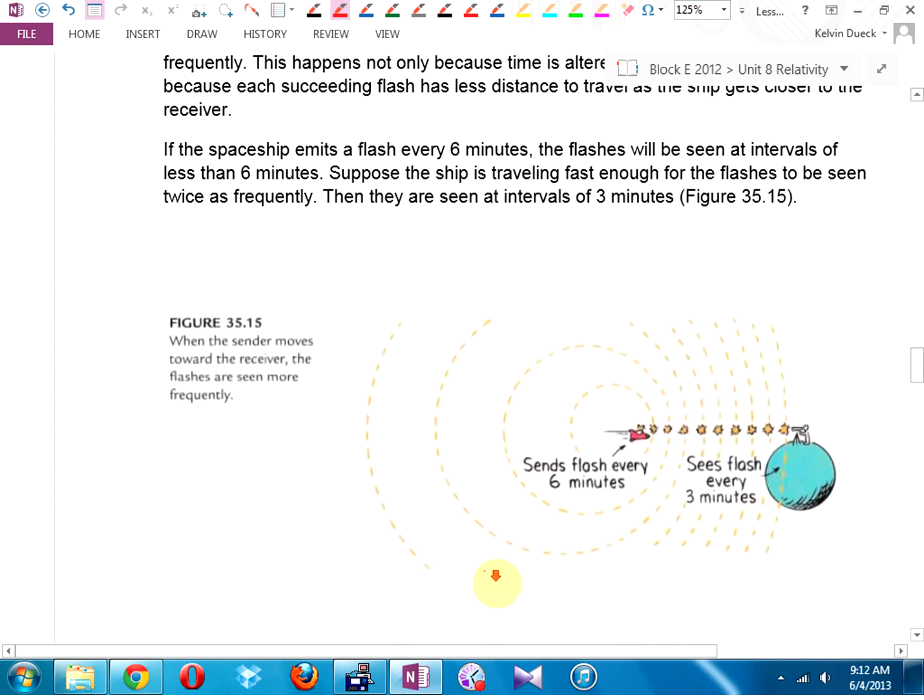So, suppose this spaceship emits a flash every 6 minutes. On the Earth, because this spaceship is moving to the right, which means it's traveling some distance before it releases the next flash, which means that next flash has less distance to travel, even though the spaceship on their clock is sending flashes every 6 minutes, on the Earth, they would be seeing flashes every 3 minutes.